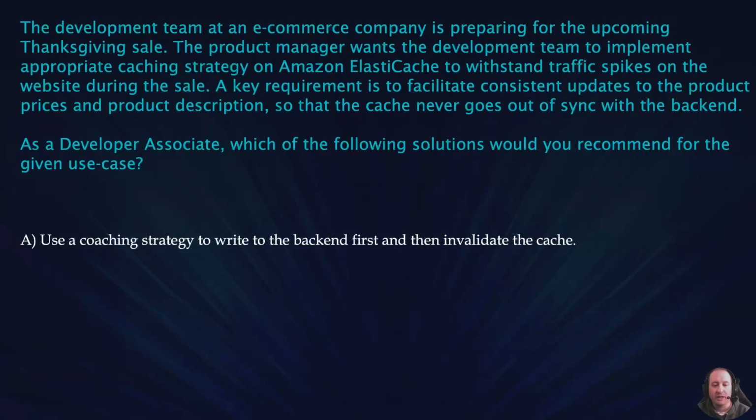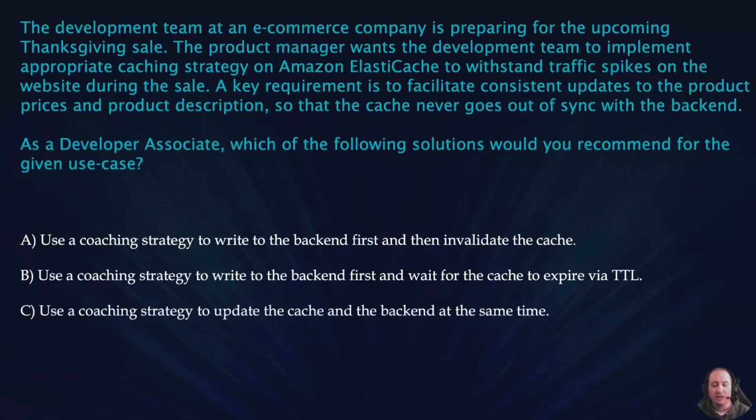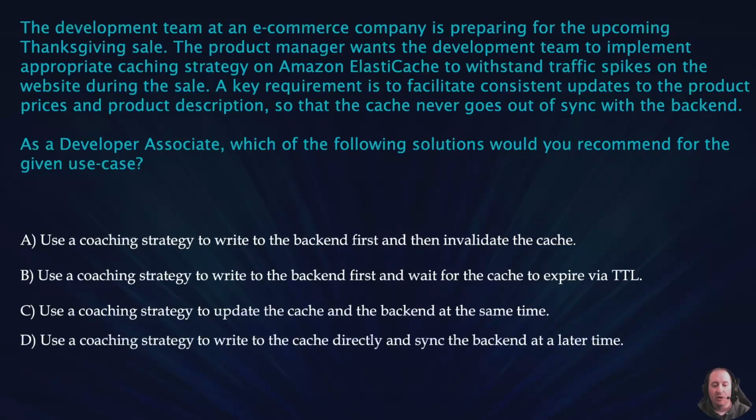Using a caching strategy to write to the backend first and then invalidate the cache. Use a caching strategy to write to the backend first and wait for the cache to expire via time to live. Using a caching strategy to update the cache and the backend at the same time. Or using a caching strategy to write to the cache directly and sync the backend at a later time.